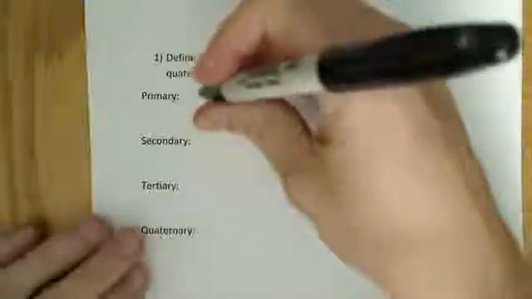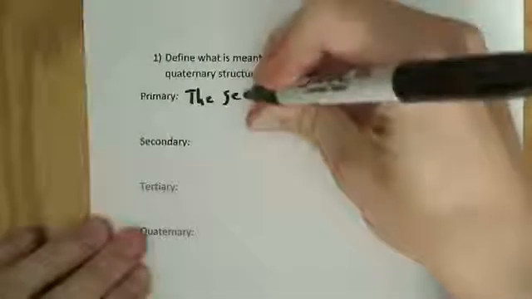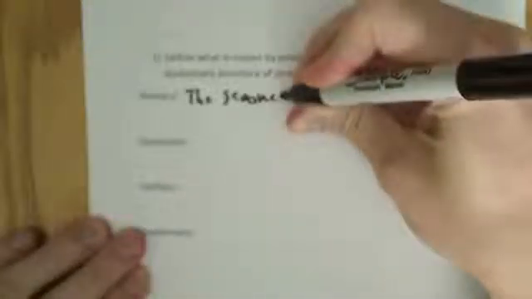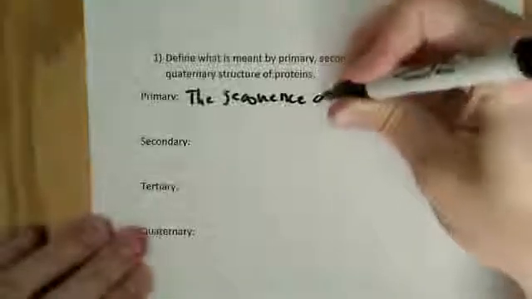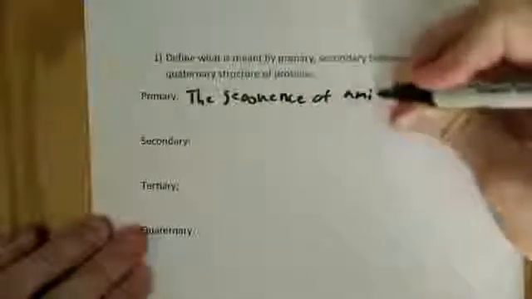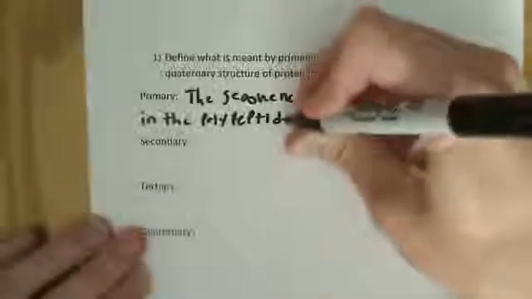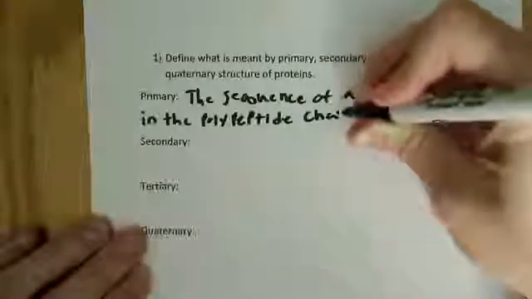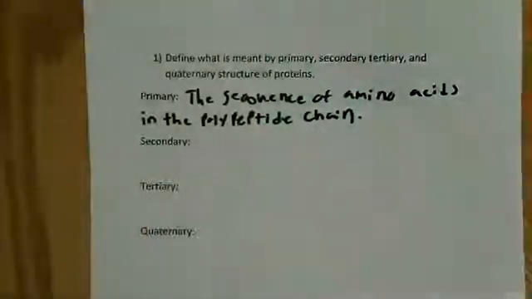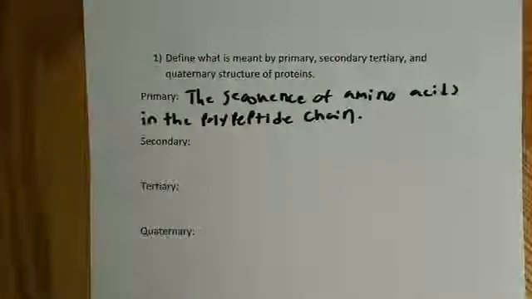So that's really simple. So you can just say the sequence of amino acids in the polypeptide chain. And that's about all you'd have to say. So it's just a sequence of amino acids in the polypeptide chain.